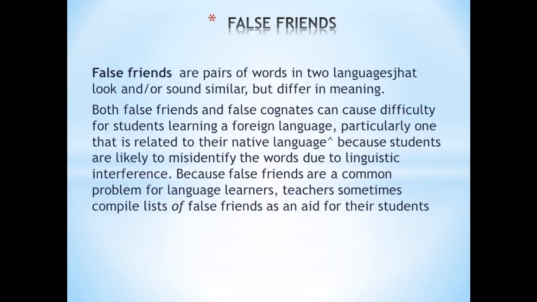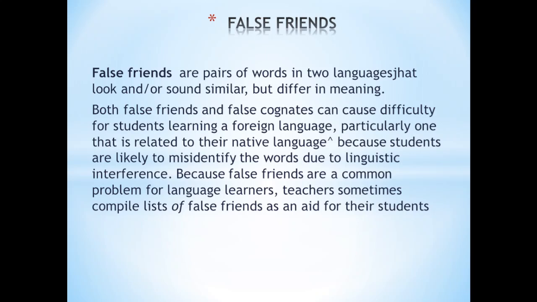False friends. False friends are pairs of words in two languages that look or sound similar but differ in meaning. Both false friends and false cognates can cause difficulty for students learning a foreign language, particularly one that's related to their native language, because students are likely to misidentify the words due to linguistic interference.